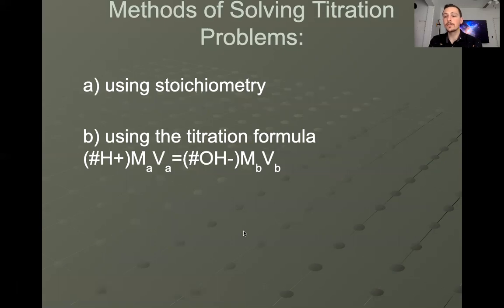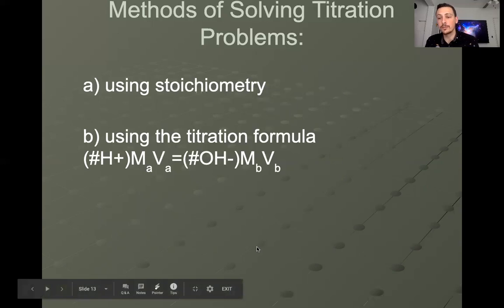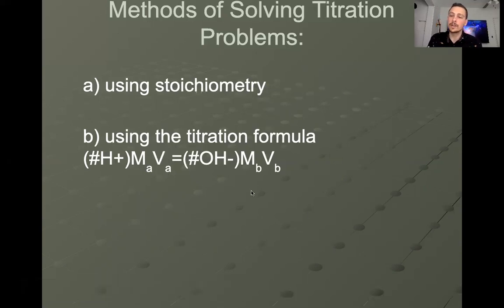So to solve titration problems, there are two different methods. There's stoichiometry, which you can use for pretty much anything if you're creative enough. And there is our number of hydrogen, molarity of acid, volume of acid equals number of hydroxide, molarity of base, volume of base, neutralization reaction that we've used previously. And this works well for strong acid, strong base reactions, which, like I said, is all we're going to be worrying about in this class. So to keep things simple, we're just going to use this reaction here.